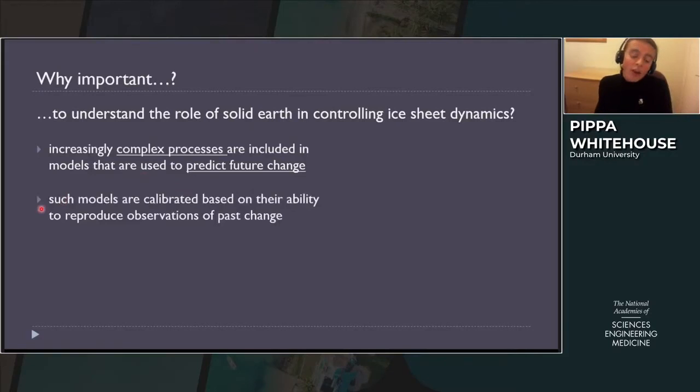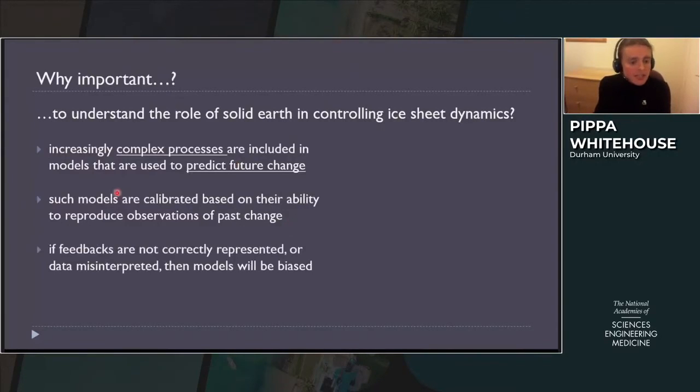Those models are calibrated often on their ability to reproduce observations. And I've mentioned past change here. Actually, this can include relatively contemporary observations. So we have good observations of contemporary ice sheet change, and some of these models are being tuned on the basis of whether they reproduce those observations on a decadal scale. We also more traditionally tune ice sheet models on their ability to reproduce much longer term change, perhaps over the last deglacial cycle.